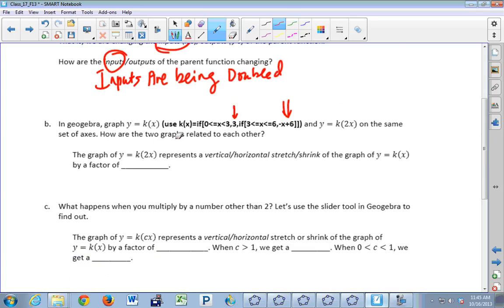So when we graph these on the same set of axes, how are the two related? The graph of k of 2x represents a horizontal shrink by a factor of 1/2. You take whatever this number is and you put it as 1 over that number. So 1/2, because 1/2 of 2x brings you back to x. It shrunk, so when you shrink, your factor has to be a number between 0 and 1. It has to be a fraction if you're shrinking.